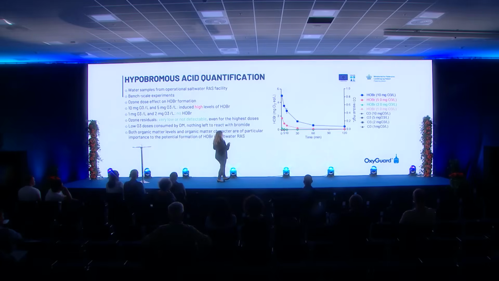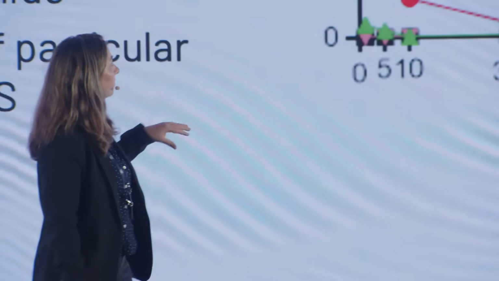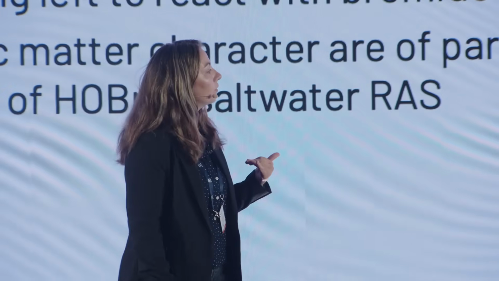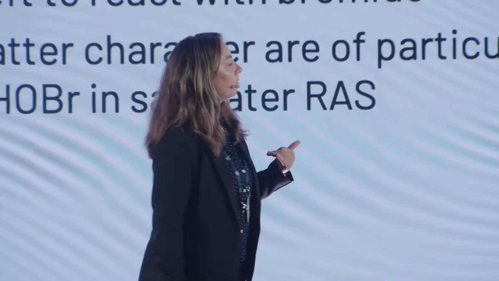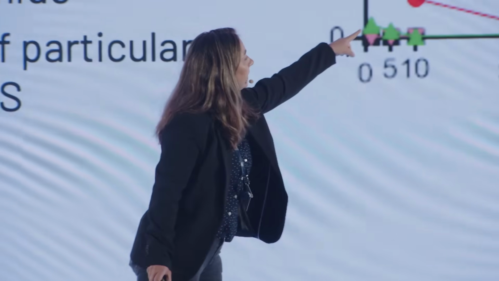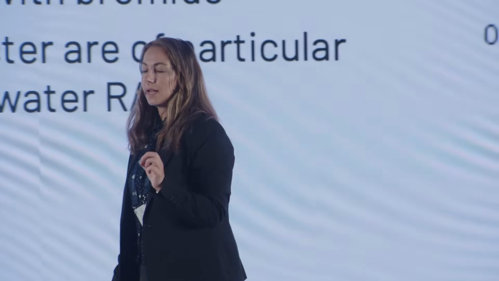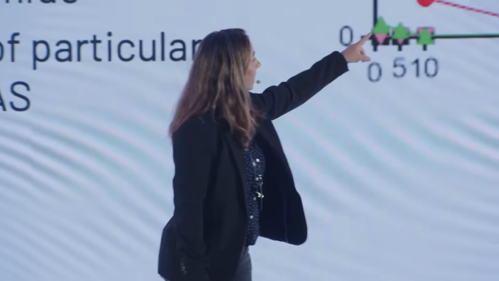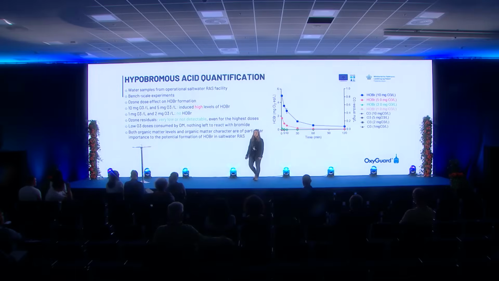So we applied different dosages, like 10 milligram per liter, 5, 2, and 1. And we can see that the high ozone dosages induced rapidly the formation of hypobromous acid. When we applied 2 milligram per liter, we had a slight formation of bromine, while at 1 milligram per liter, we had no formation of hypobromous acid. In all the cases, we had no residual of ozone.